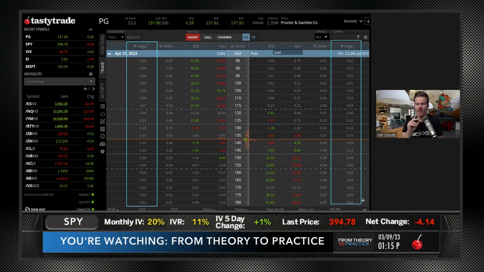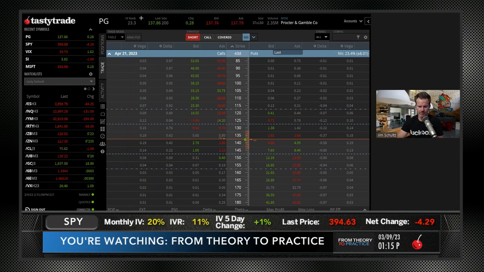So that's the first tip. The second tip is take a look at, let me clear away these boxes. So right now we've got Procter & Gamble right at about 137 and some change. So we're right between the 135 and the 140 strike. So look at the Vega on the put side between 135 and 140. Look at the Vega on the call side between 135 and 140.